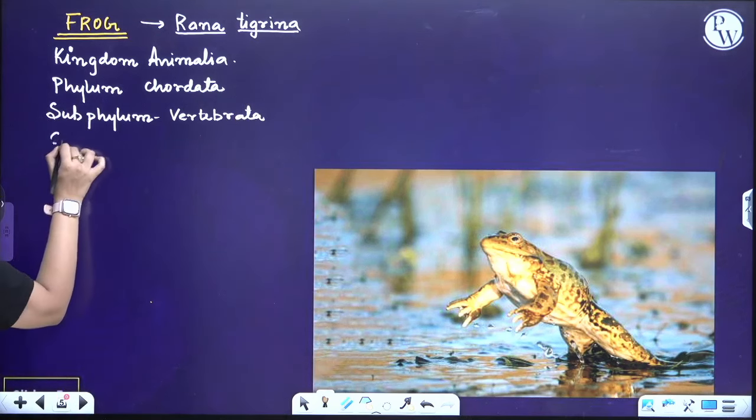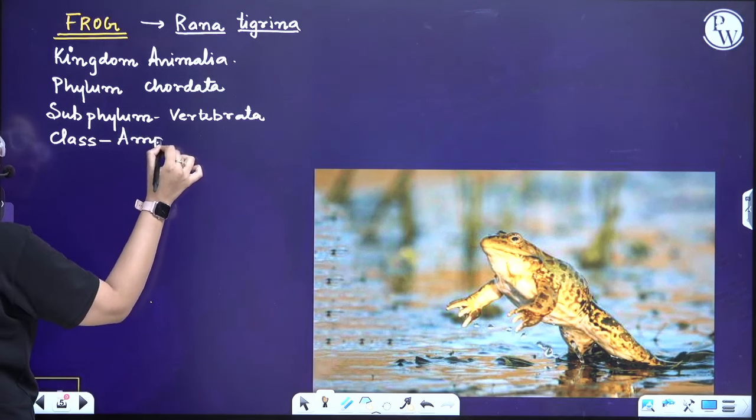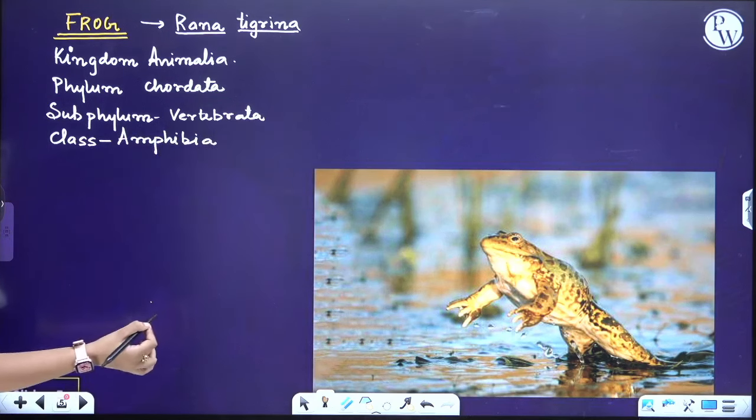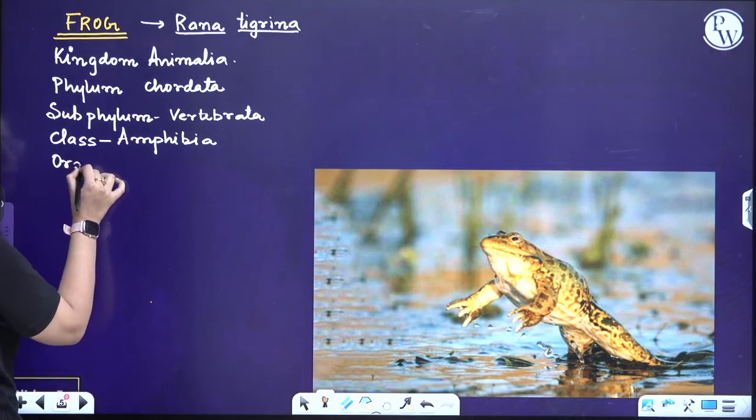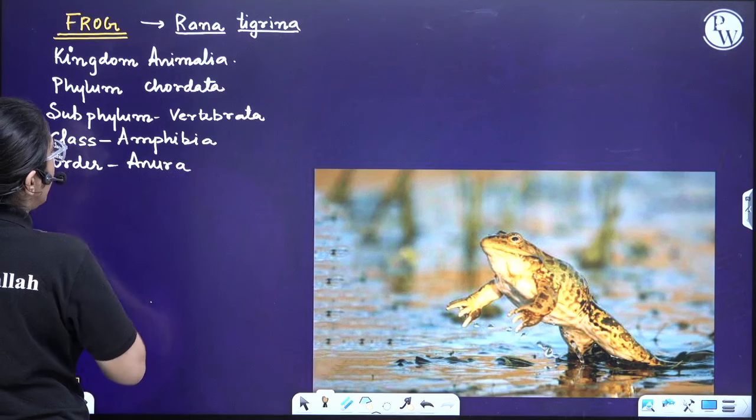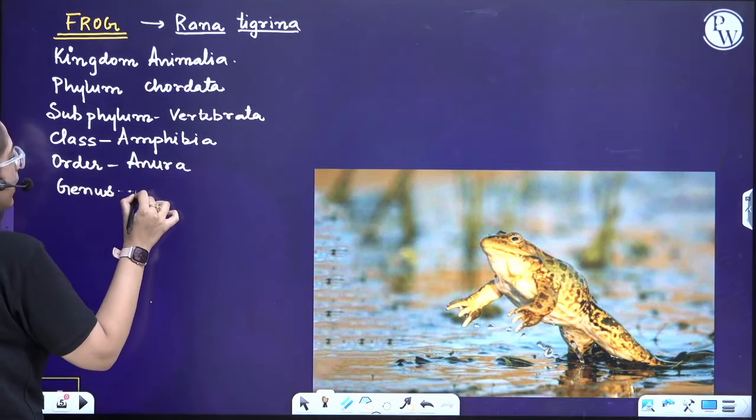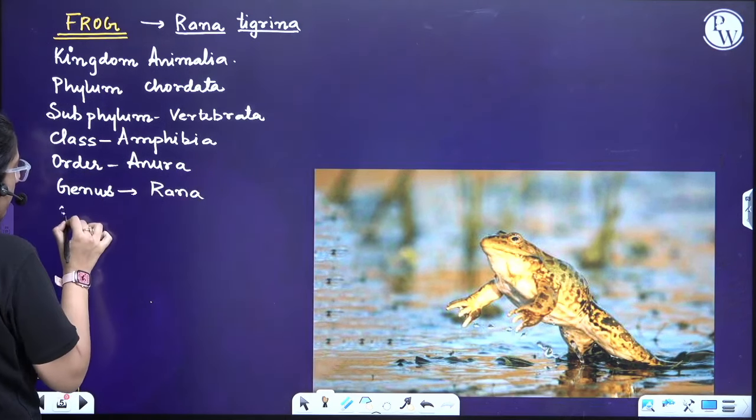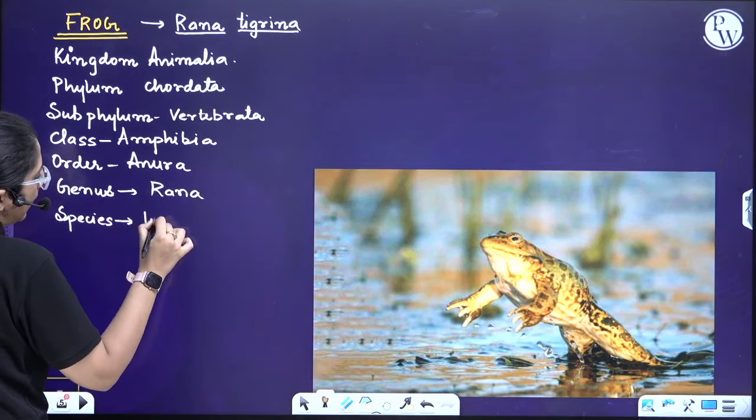Class, what is the class? Amphibia. Amphibia means they have a dual nature, that means they can live on land as well as in water. Next is the order. The order is Anura. Frogs are anurans. Let's talk about the genus. The genus is Rana. The species is tigrina.